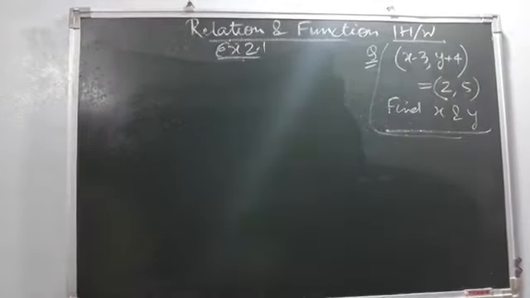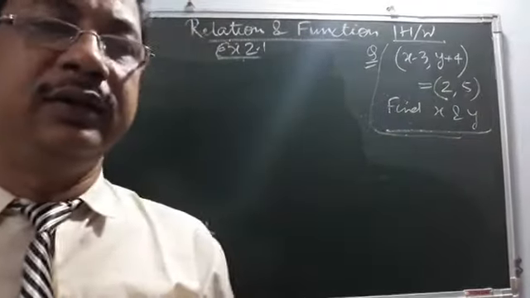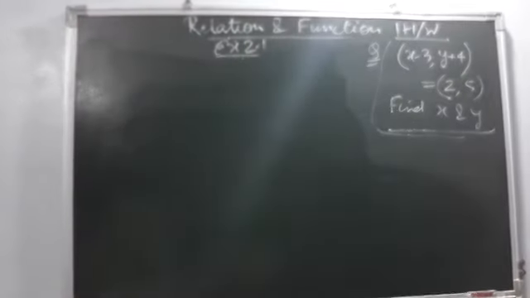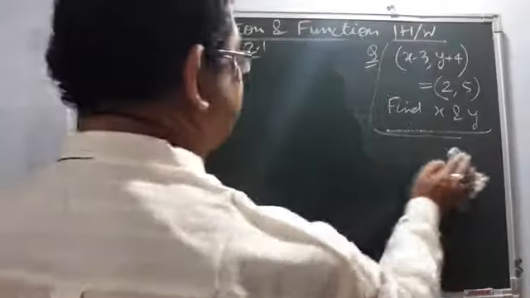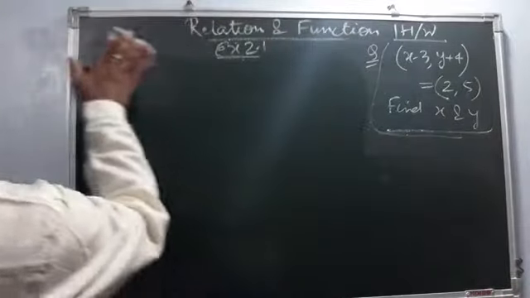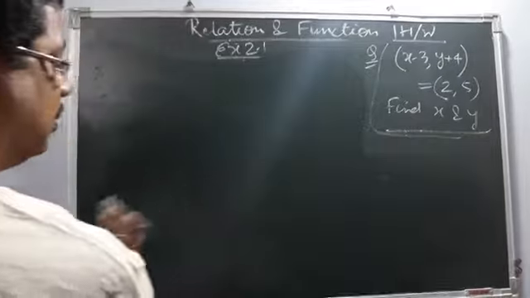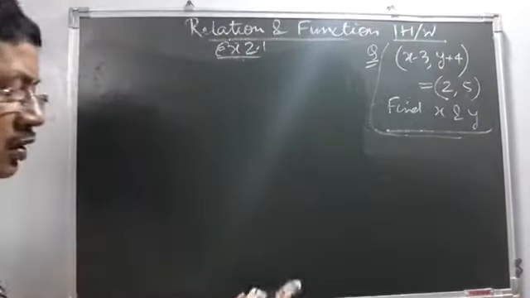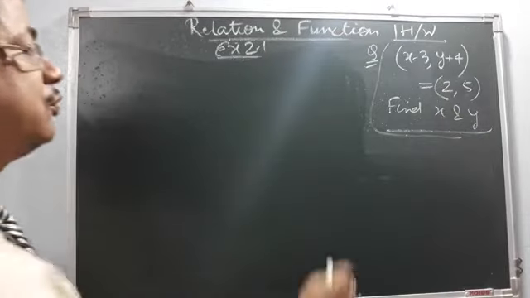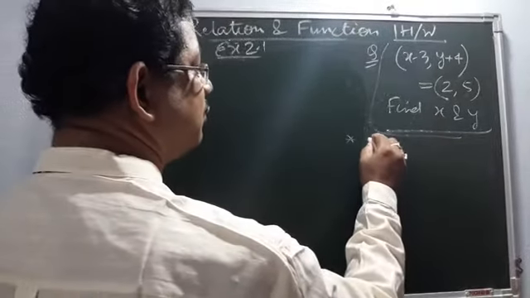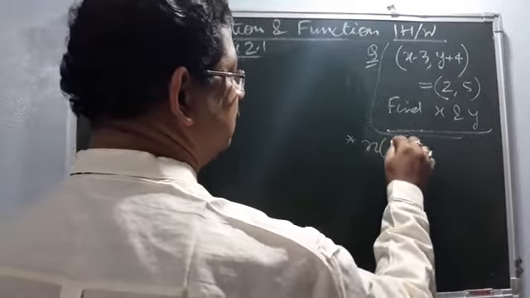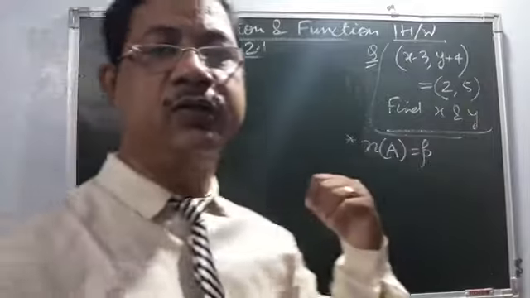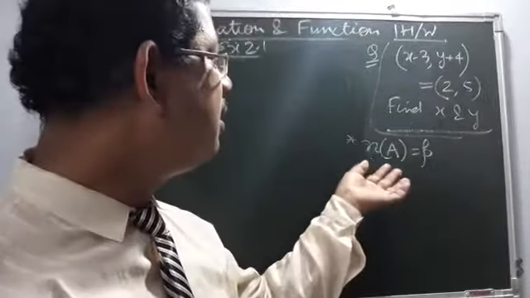Of this exercise. Another thing, the number of elements in the Cartesian product of A cross B depends on the number of elements in this product set. What is the meaning of this? Suppose, as a note, A has 3 elements. So better you write P. Its meaning is what? n(A) means the cardinal number of A.